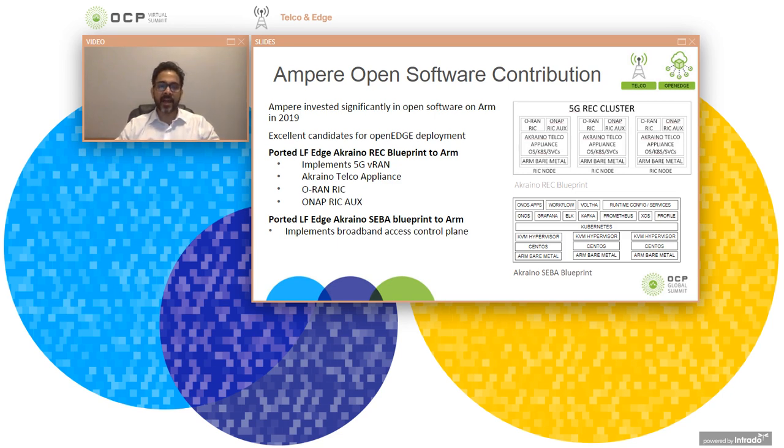Then lastly, we have also ported the Edge Akraino CBA blueprint to ARM. This particular blueprint implements the broadband access control plane. Now, Ampere has invested in this and is providing solutions both from a software and hardware perspective. And we plan to continue to do that with the latest launch of our product called Ampere Ultra. Thank you. And with that, I'll hand it back over to Tina.